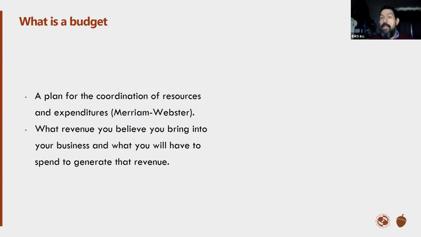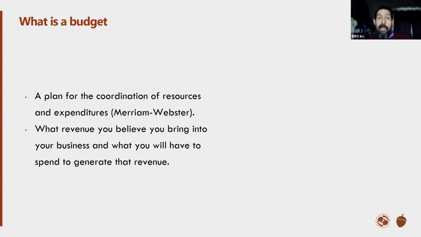There are some other things that you may put in place, but a lot of the same principles are going to apply. And just in layman's terms, or how I might describe a budget, it's just what revenue you believe you will bring into your business over a period of time, right? So we're going to be looking at the next year, but it doesn't have to be just the next year. It could be longer than that. It could be shorter than that. And what you will have to spend to generate that revenue.